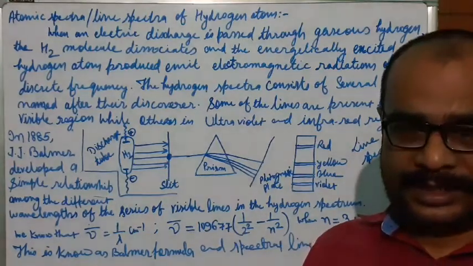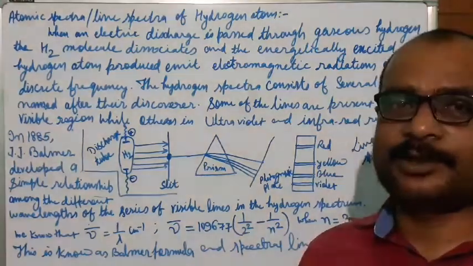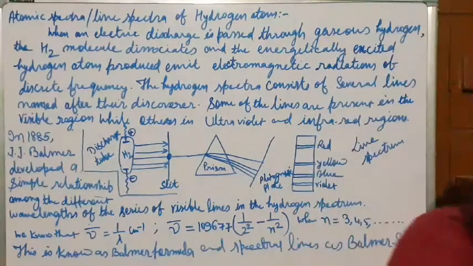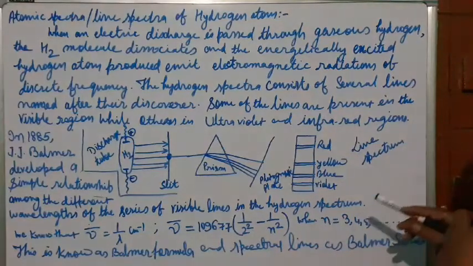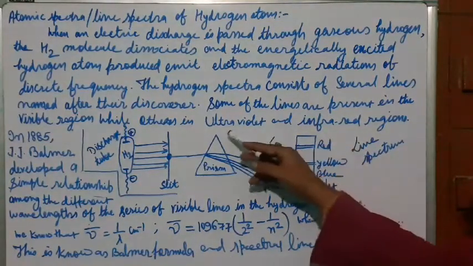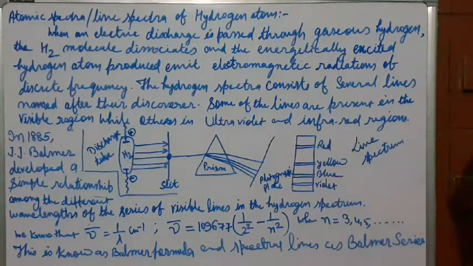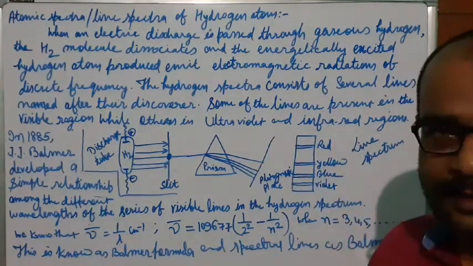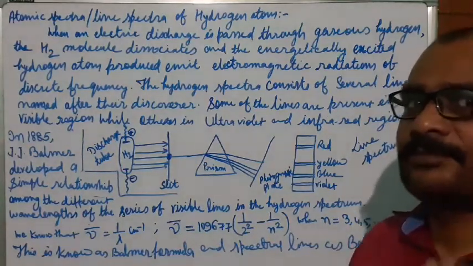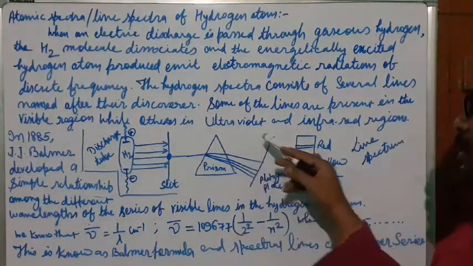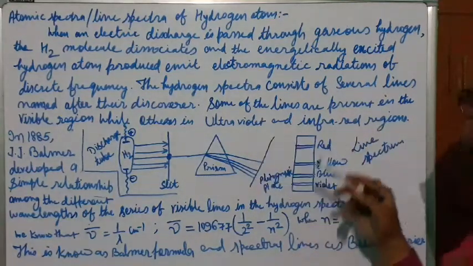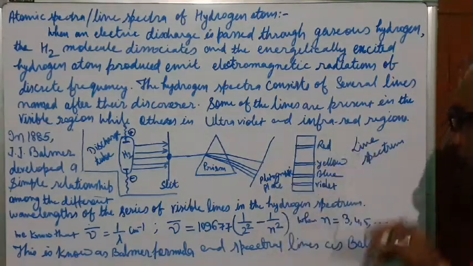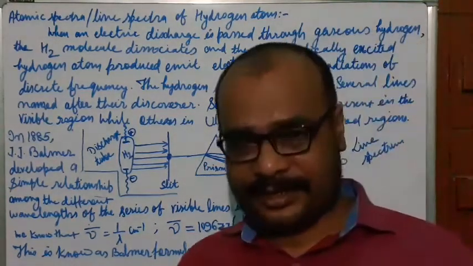One is the visible region, which is visible to us. We can see it with our naked eye or with a microscope. Second, its spectral lines also come into the ultraviolet and infrared regions. Apart from appearing in the visible range, its spectral lines come into the ultraviolet or infrared region, which is not visible to us. We are not able to see it with the naked eye, even with a microscope. To see these, we have to make extra arrangements.